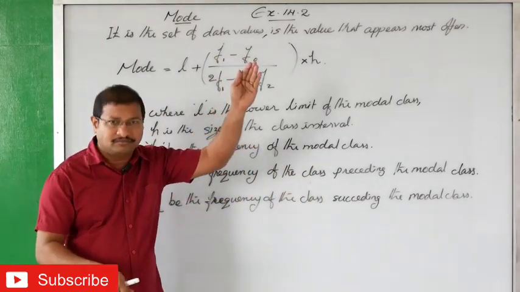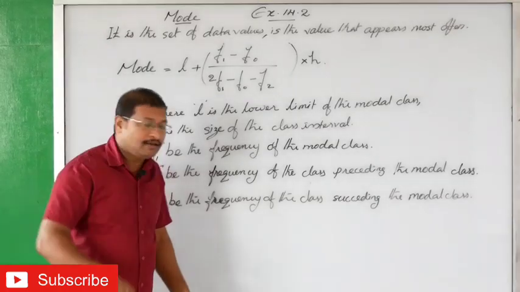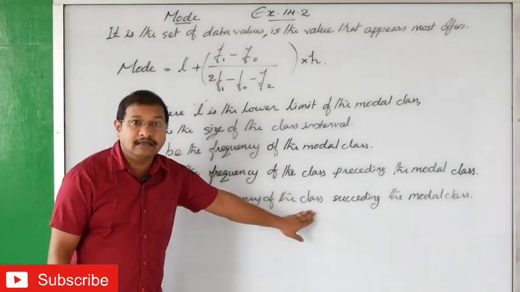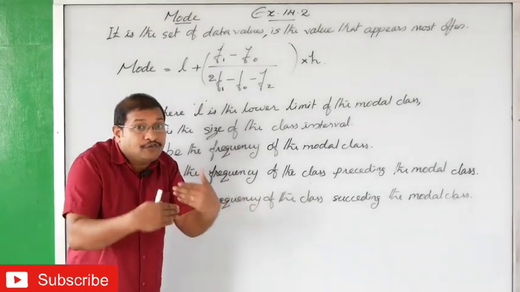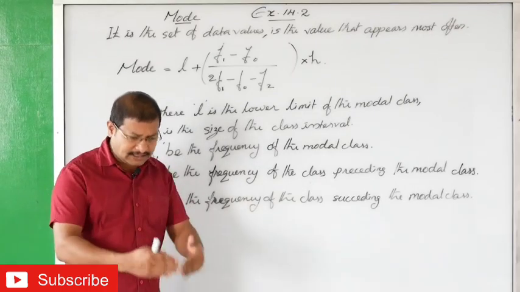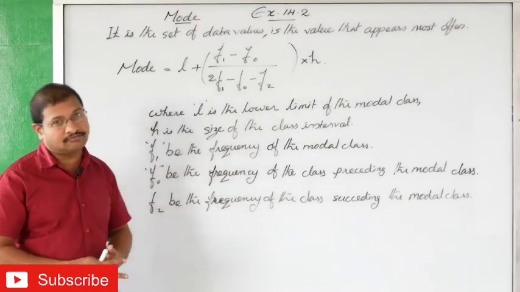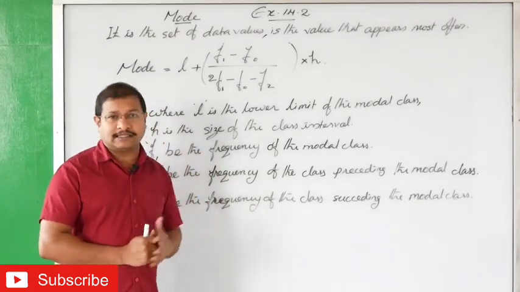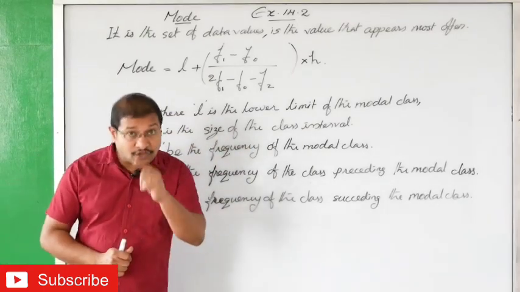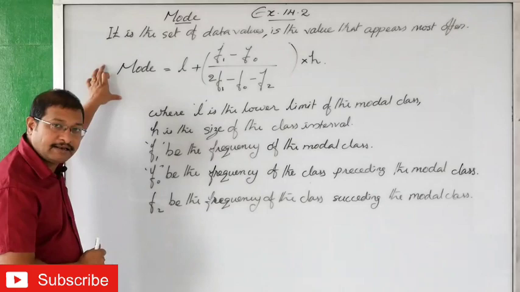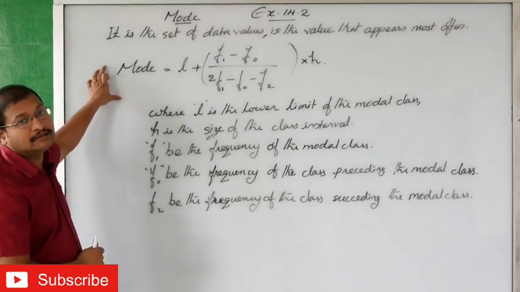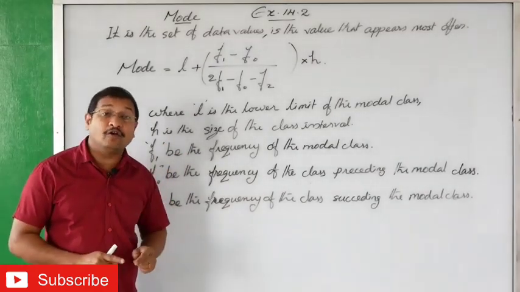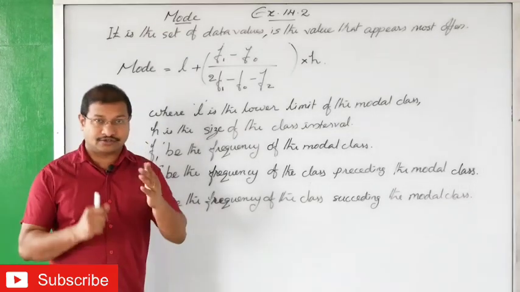Preceding means just above, just before. Got it? And F2 is the frequency of the class succeeding the modal class. Succeeding means straight after, just after this. When we do the exercise, you will understand this more clearly, but make sure that you learn this by heart. Mode equals L plus (F1 minus F0) divided by (2F1 minus F0 minus F2), into H.